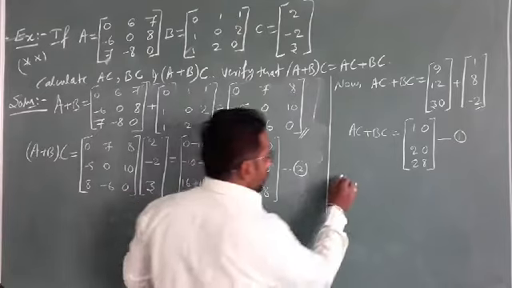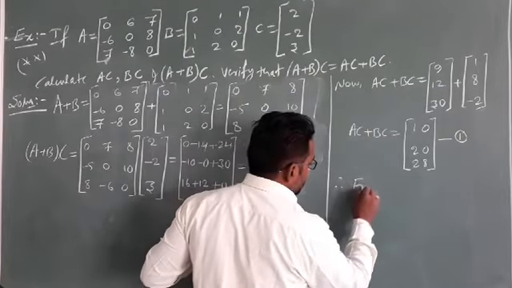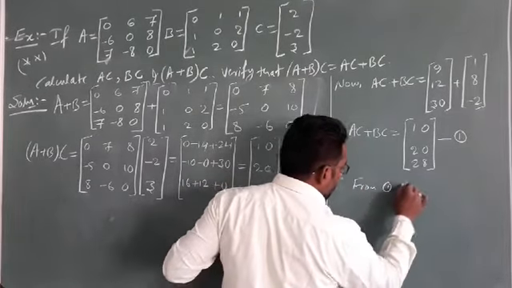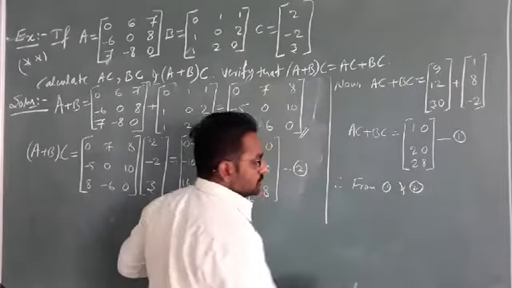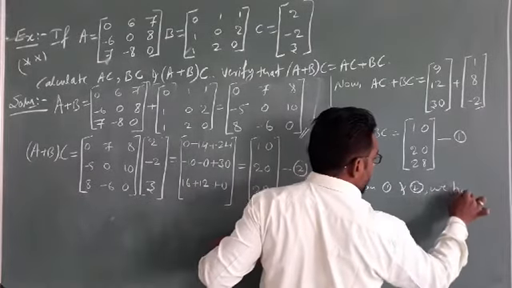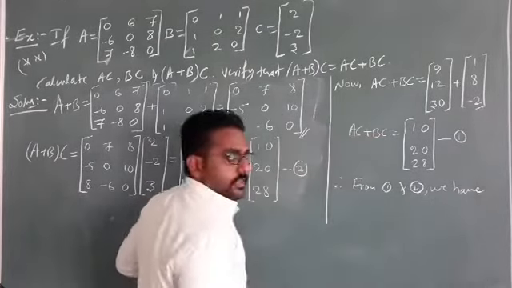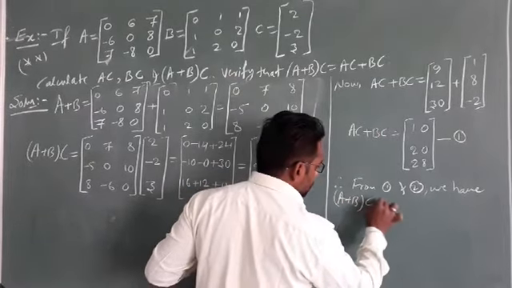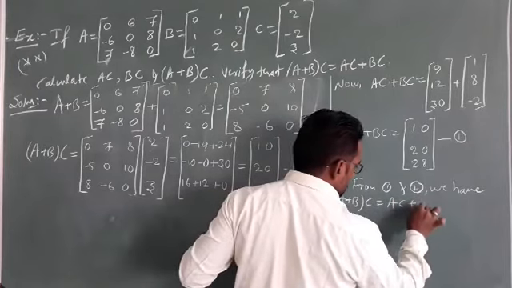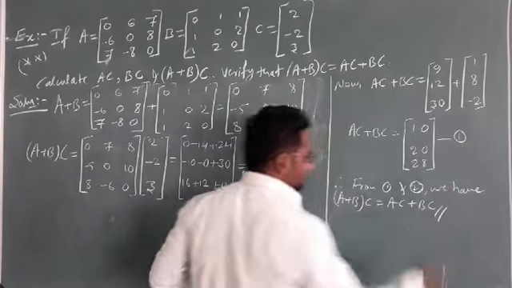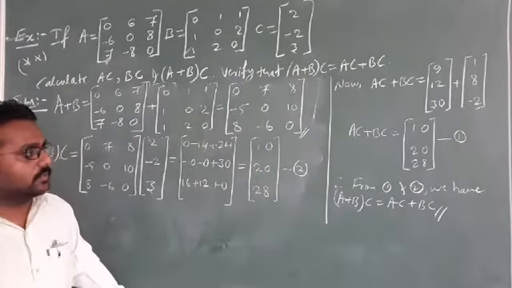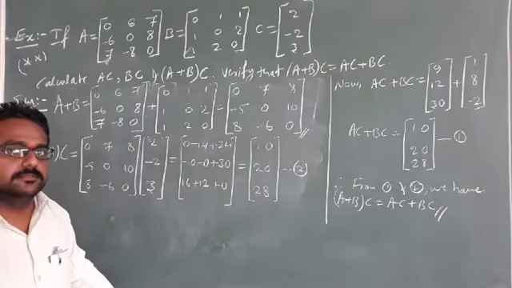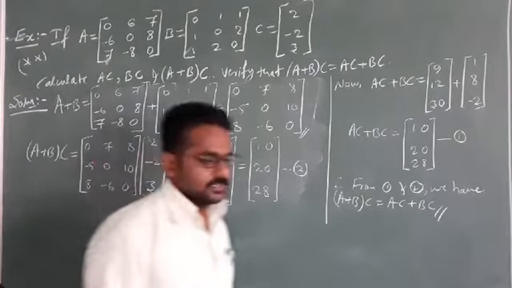Okay, therefore from 1 and 2 we have A plus B into C equal to AC plus BC. This is the result you have verified. Okay, just note down, friends.